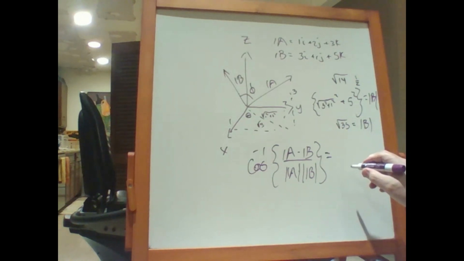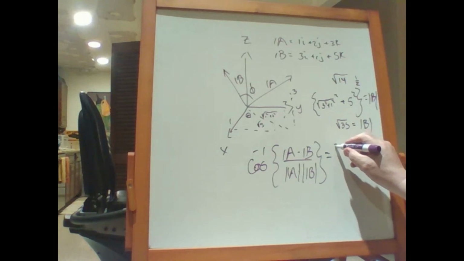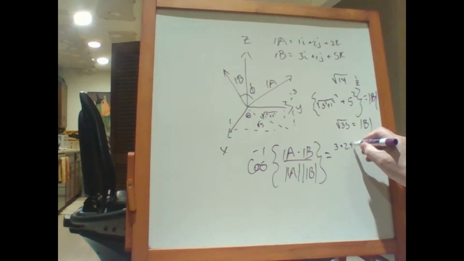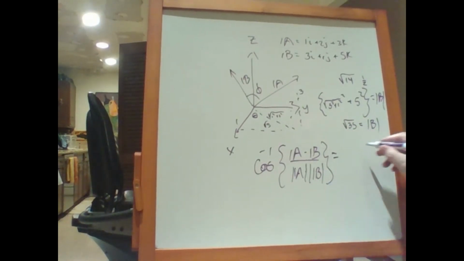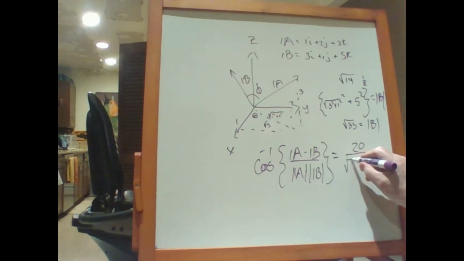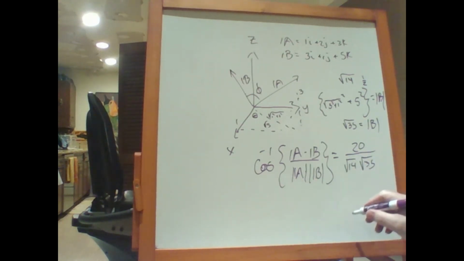So we have A dot B. What was A dot B? A dot B was 3 plus 2 plus 15. So that was 20. 20 over square root of 14, square root of 35. And we can do that calculation pretty quickly.